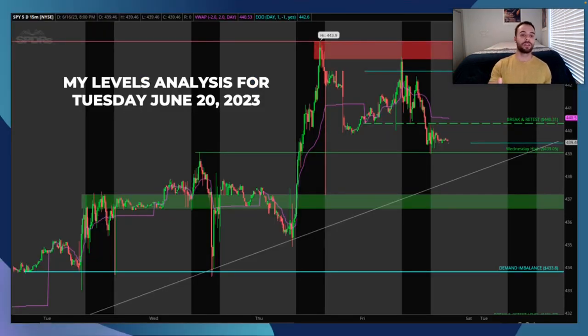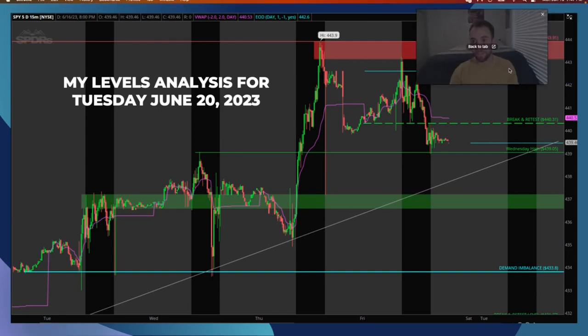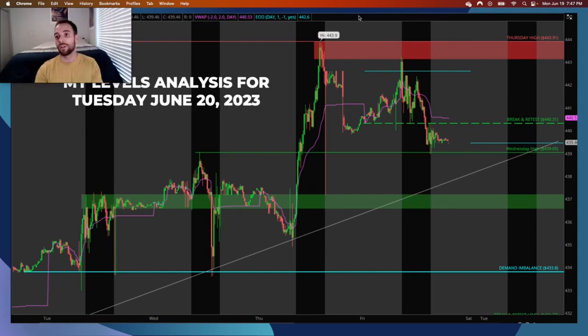So right here is my analysis that I did over the weekend. These are the levels that I'm watching. If anybody is trading tomorrow, Tuesday, June 20th, 2023, these are the levels that I'm looking out for, and I'll walk you through exactly what I'm thinking here. I will pull up my journal in just a second. I'll show you the statements that I wrote down, but I can walk you through that right here.